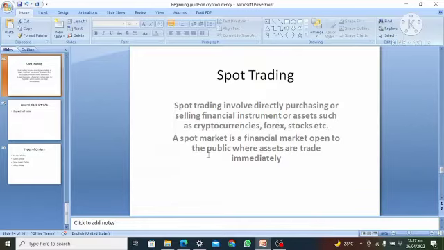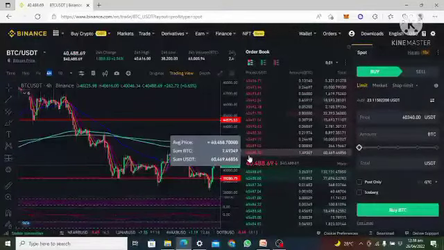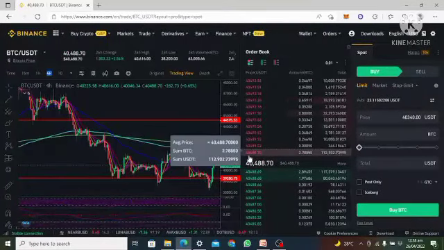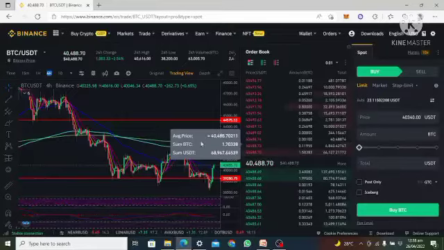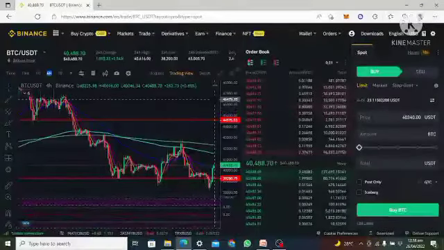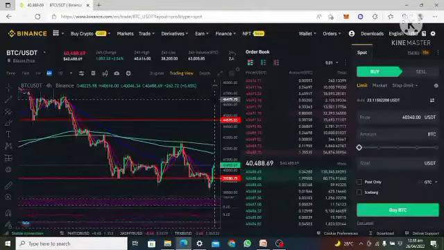You can transact immediately. So it's a place that is open to a buyer or a seller. For example, you can say this is how your spot market account looks like. This is how it looks like. This is a feature which I'm going to explain to you, how all this works, step by step. Everything that you need to know, I'm going to show you.